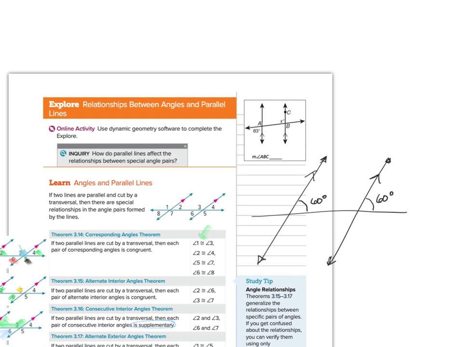If I think about the angle measurement here, these are vertical angles. So vertical angles are congruent, so that tells me that this vertical angle is 60 degrees and this vertical angle is 60 degrees. And now I have four angles that are all the same.